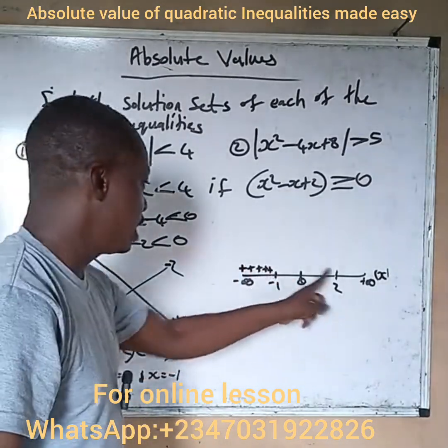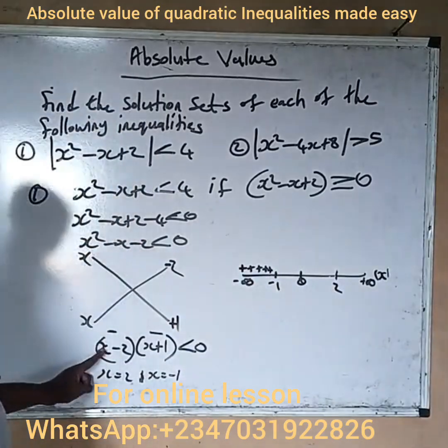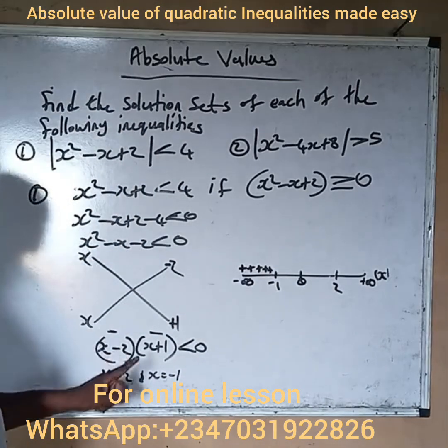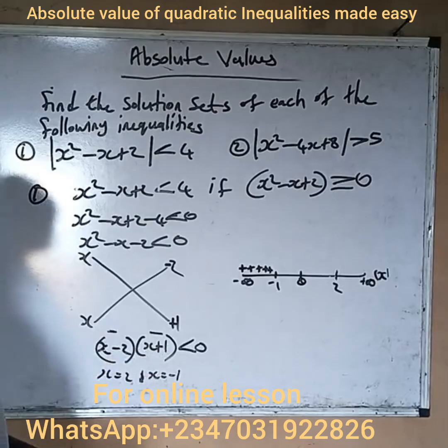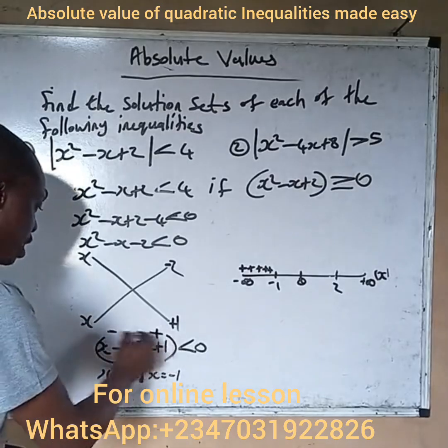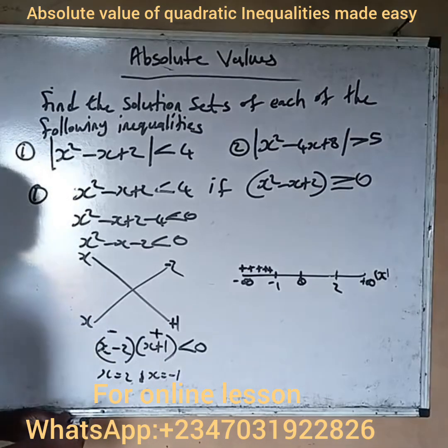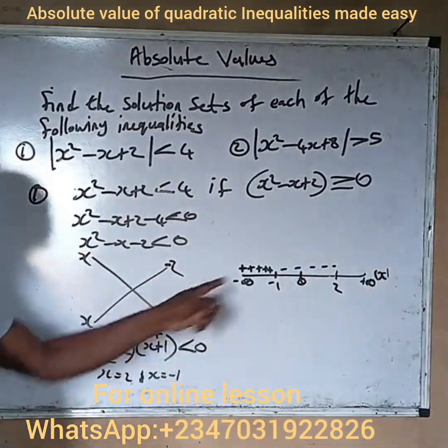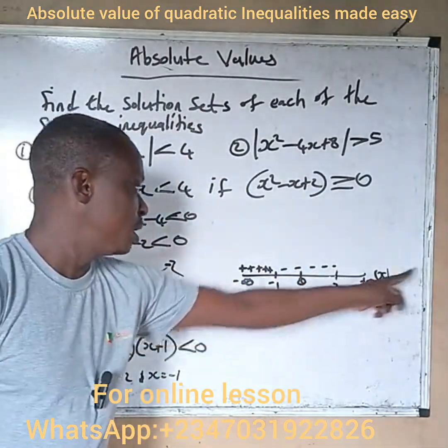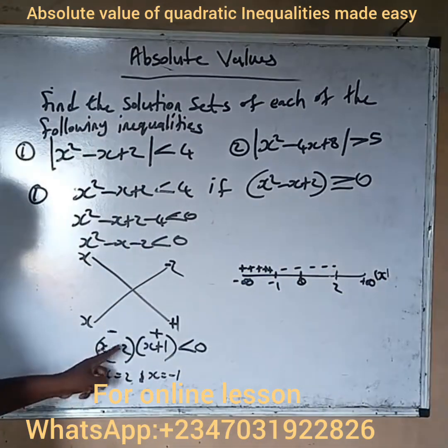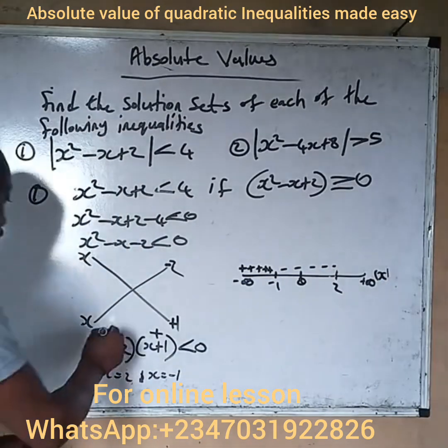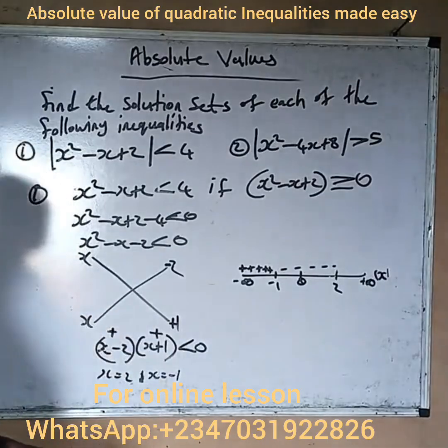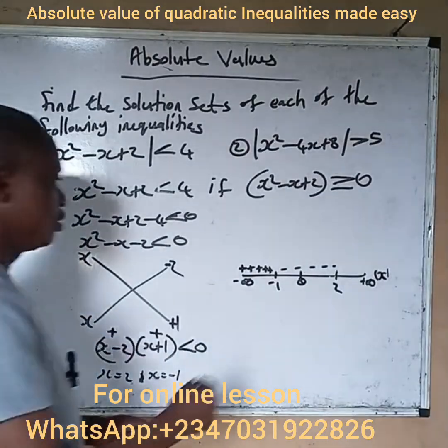Now I'll take between here and here. Let me take 0. If I put 0 here, 0 minus 2 will still give me minus 2, so the same minus. 0 plus 1 will give me plus. So here will be plus. And minus times plus is minus. So I'll put minus here. Okay, so any number here will give us minus. So let me take a number here. Let me take 3. 3 minus 2 is 1, and this will be plus. 3 plus 1 is 4, and this is also plus. Plus times plus is plus.